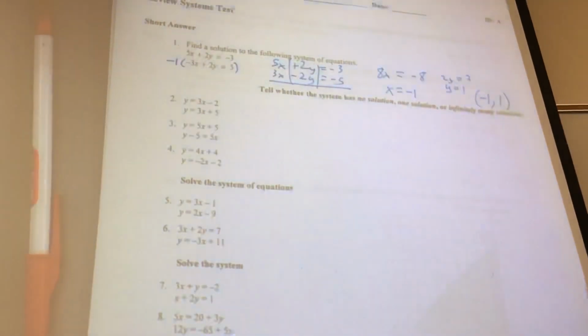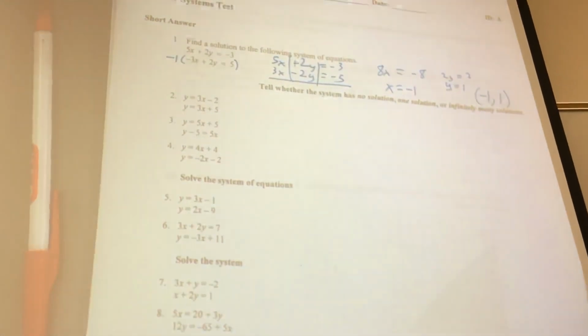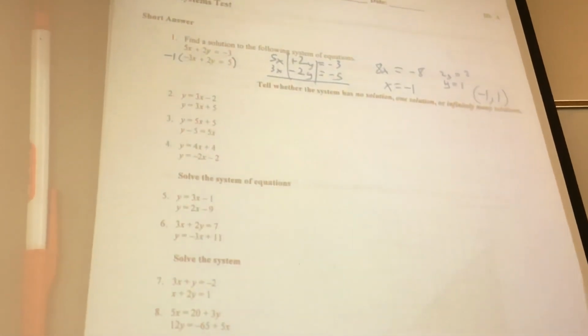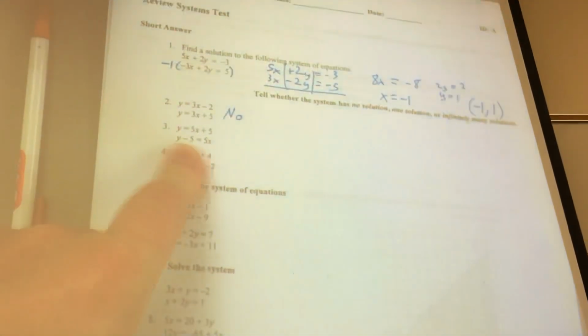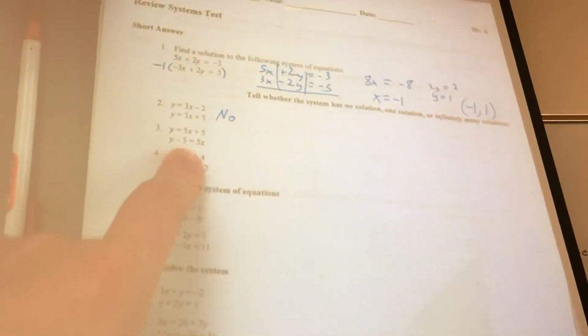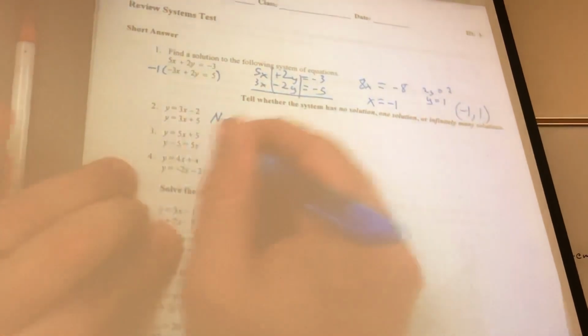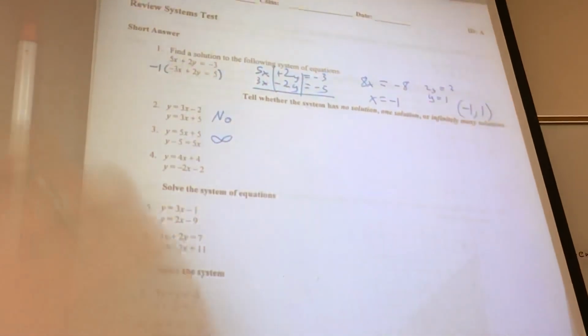Tell whether the system has no solution, one solution, or infinitely many solutions. I believe on the test there are 3 questions like this as well. It's multiple choice. On these, they're parallel lines. They're never going to touch. So this is no solutions. On this one, once you move it over, these lines are exactly the same line. That's going to be an infinite number of solutions.